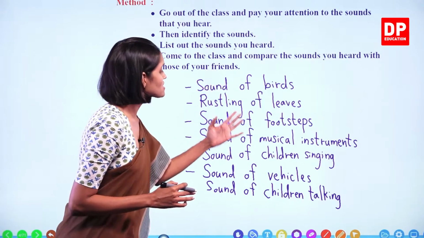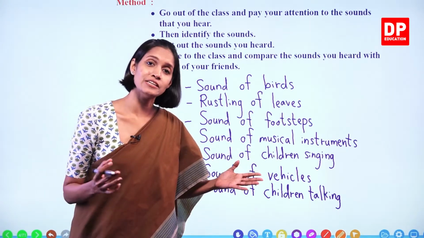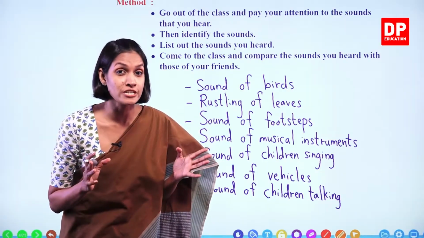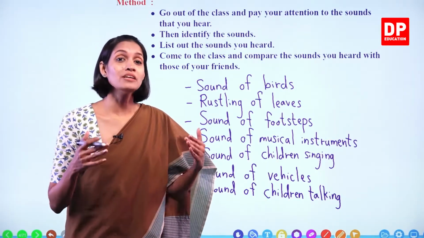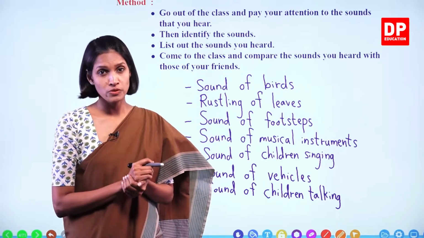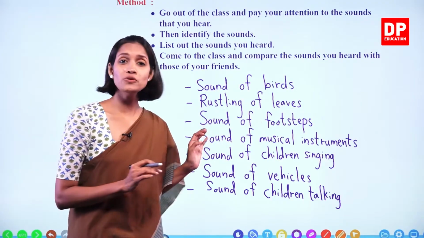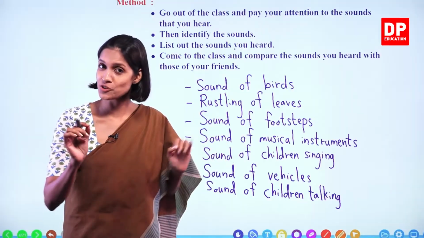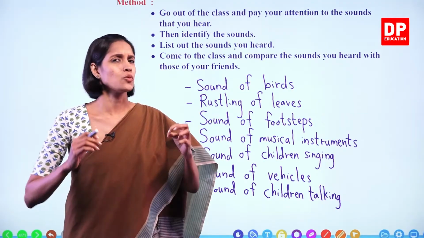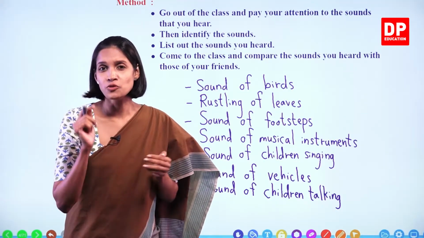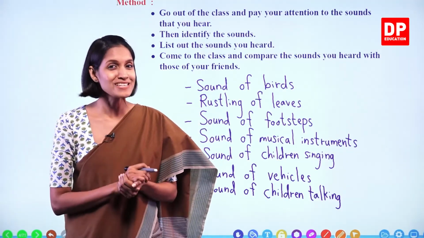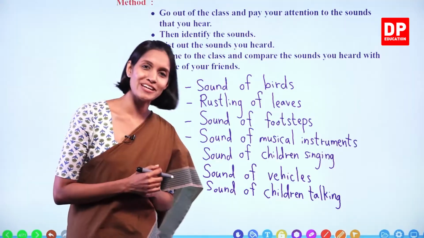So these are only some of the sounds that you can hear when you go out of your classrooms. But if you pay special attention, you will hear many more other sounds too. Okay. So as I told you, if you want to add more points to your list, remember, without talking to each other, you all have to listen to the sounds in the environment carefully. Okay, children? Right. We'll move on to the next.